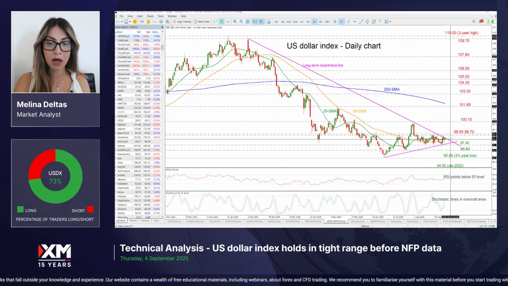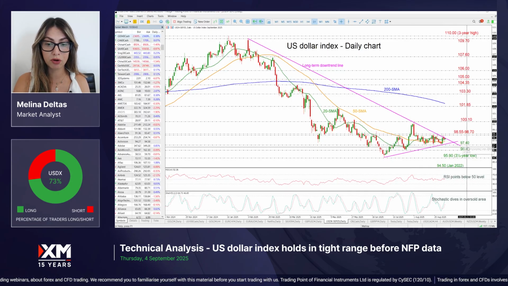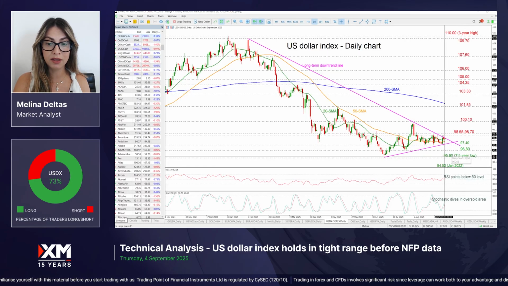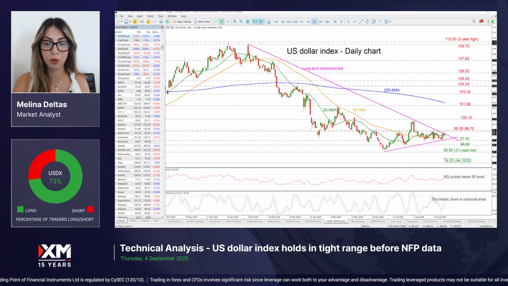Now, as long as the outlook is still negative in the long-term view, if there is a move below this short-term uptrend line and beneath the 97.40 support, then the price may meet 96.80 and the 3.5-year low at 95.90. A lower low may take the price until January of 2022 at 94.50.